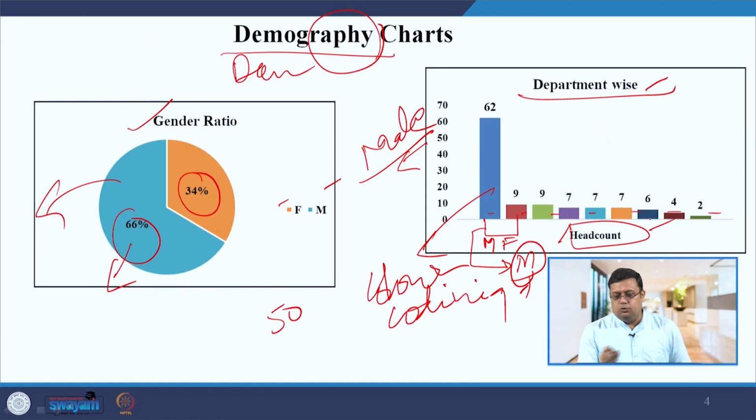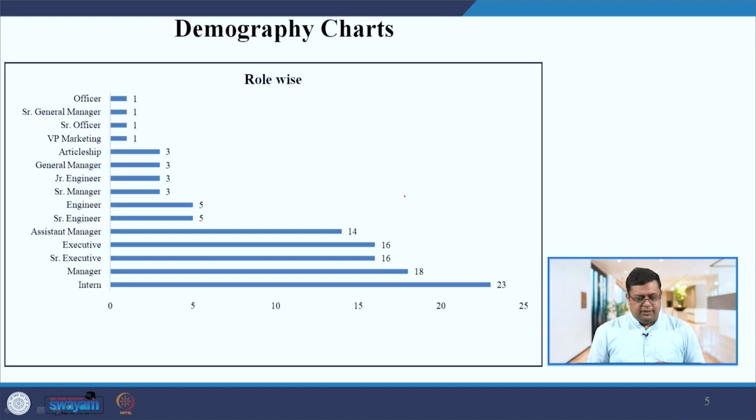So these are the two graphs that we have seen. The first graph helps you understand diversity, male and female, and department-wise also you can present it, although it is not there. Even the department name is not there. So when you are using different colors, for each color you can give the name of the department also. Now let us see what other charts he has made.